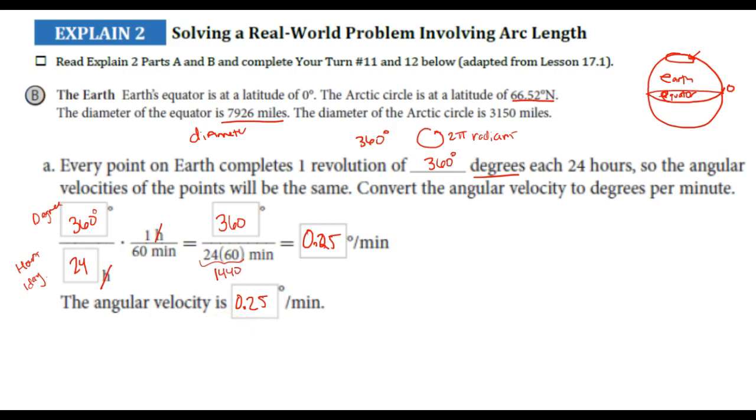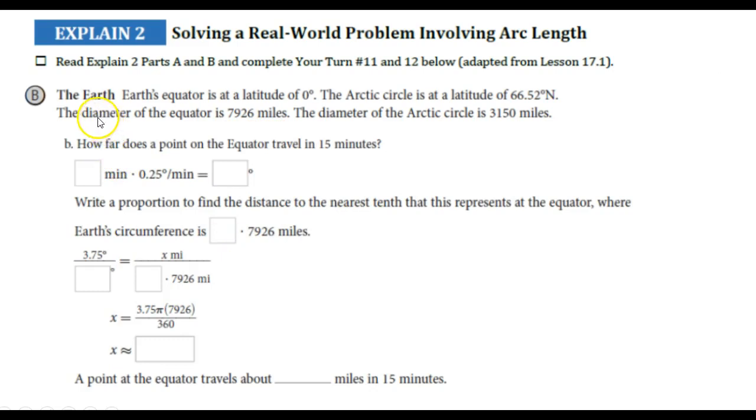Okay, let's look to see what part B wants us to do, and just keep that in mind, we might need to use it. So here it says for part B, how far does a point on the Earth travel in 15 minutes? Well, they want to know how much it travels in 15 minutes. So this is what we found from part A. In 15 minutes, let's figure out what 15 times 0.25 is, to figure out how many degrees it moved in those 15 minutes. And that would be about 3.75.